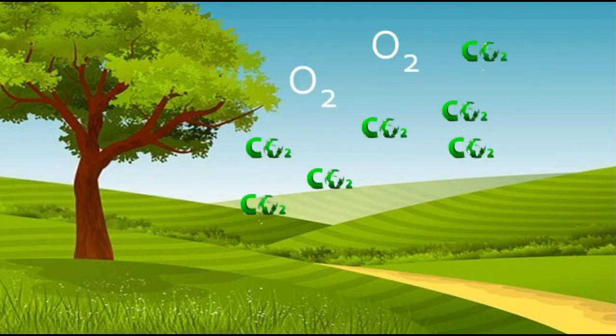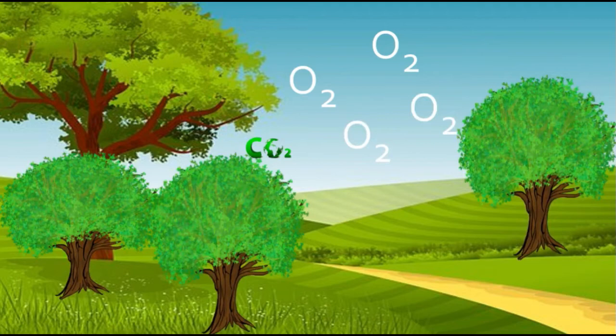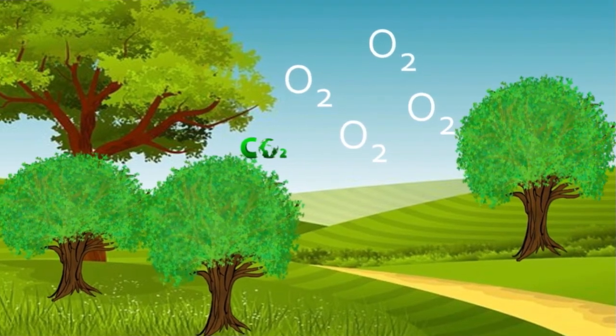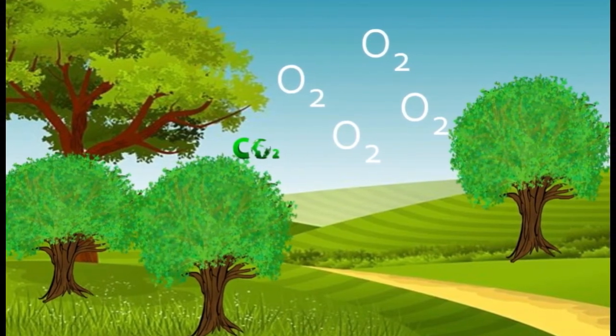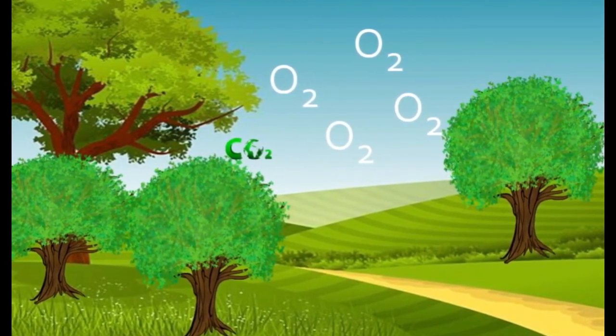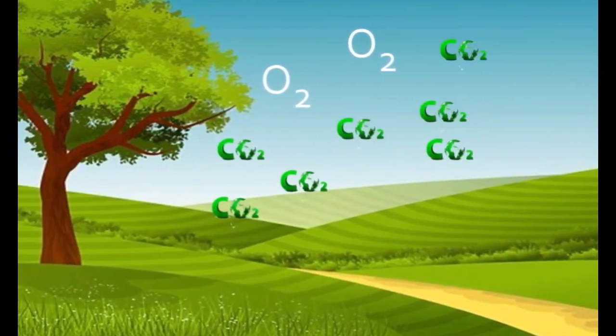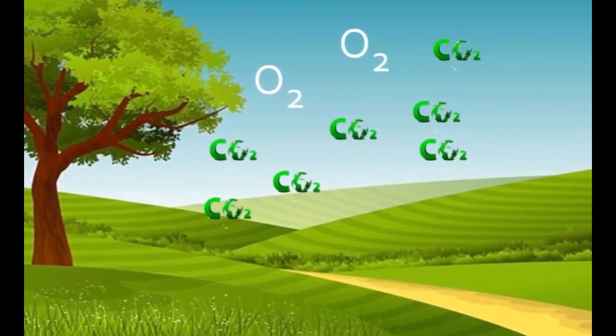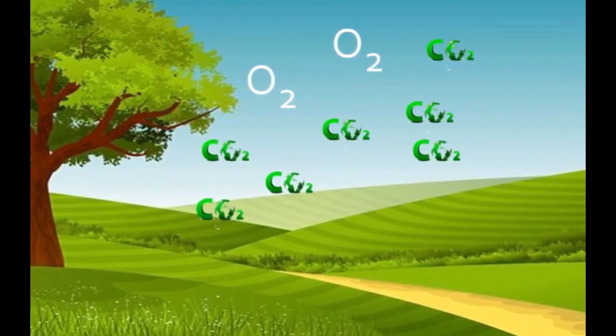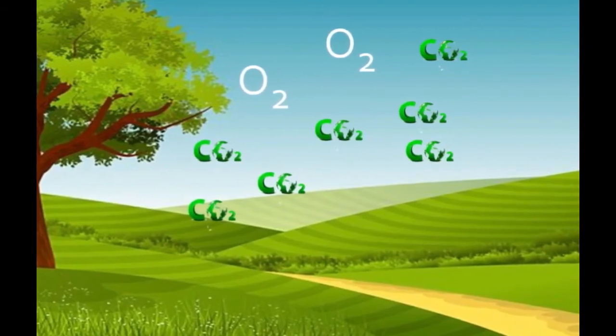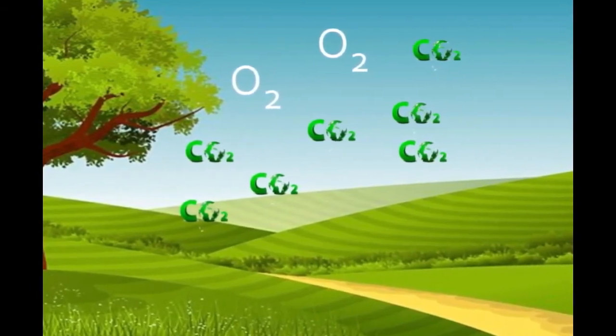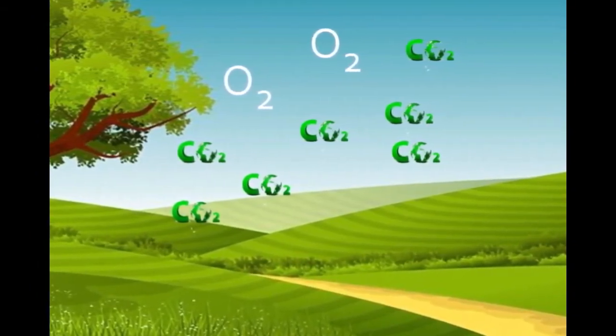If you want to reduce carbon dioxide and increase the percentage of oxygen, we have to plant more and more trees. But what's happening is we have fewer trees and more carbon dioxide. And what happens if carbon dioxide is more in the atmosphere?